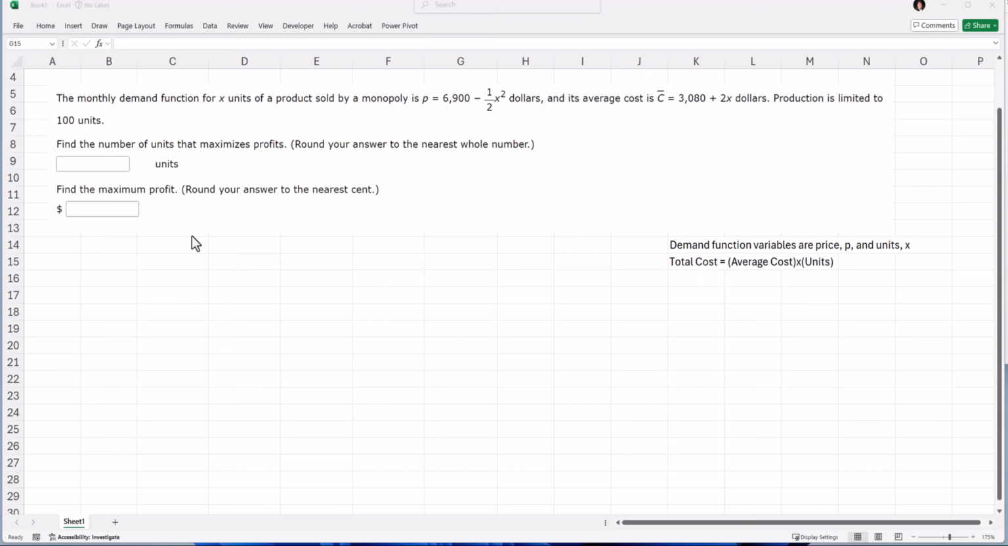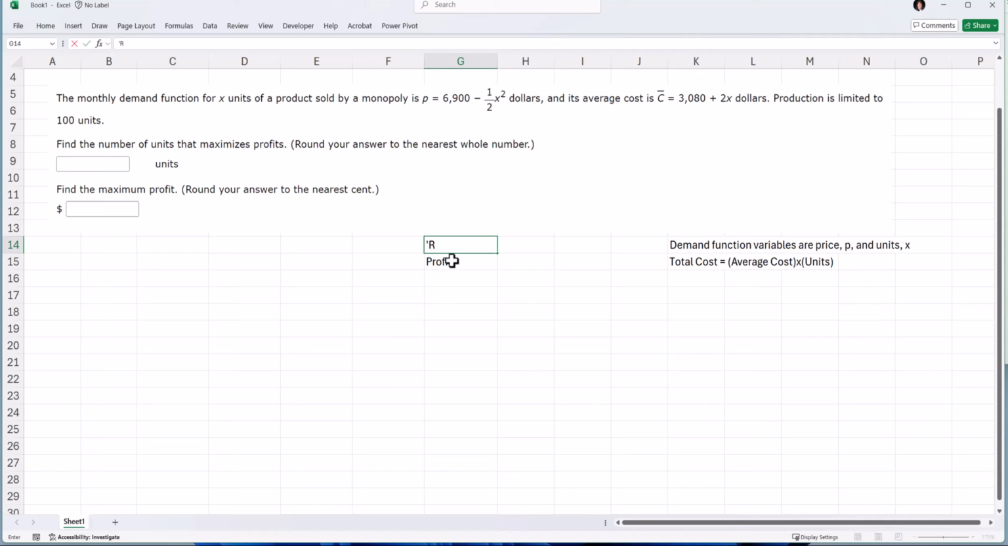We're given a monthly demand function and an average cost function, and then we're asked to maximize the profit. A couple of things to remember: the demand function talks about price in units, so that P is a price, and the total cost is average cost, which is per unit, times the number of units. Our objective is to maximize the profit.